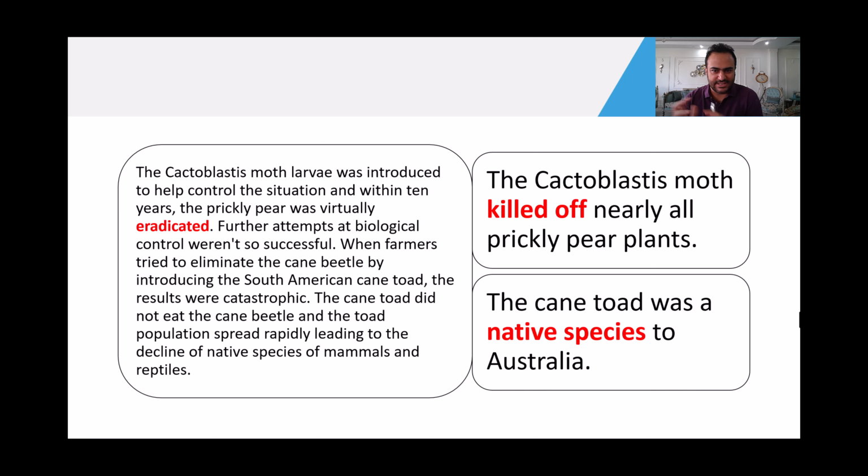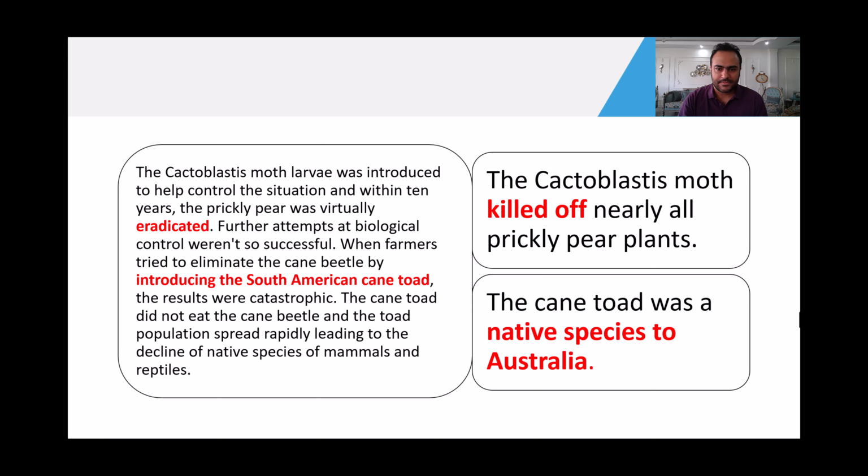And the next one, which is a little bit more difficult, says the cane toad was a native species to Australia. So cane toad, to be a native species to Australia. The passage says something in opposite. They tried to eliminate the cane beetle by introducing the South American cane toad. So the passage says that this one, cane toad, is introduced to Australia from South America.